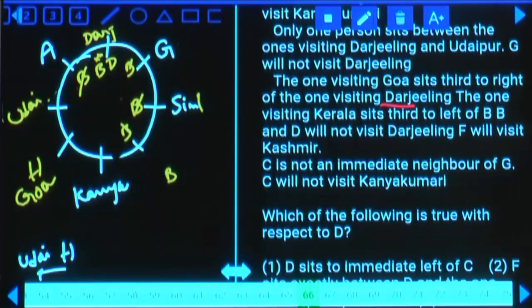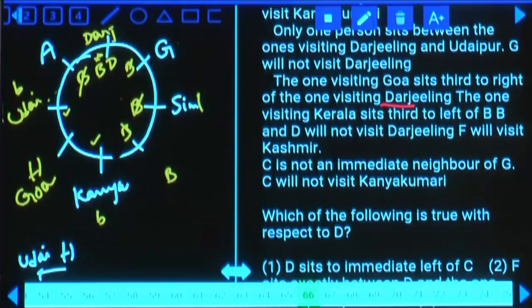And so how many possibilities do we have? 2 possibilities. B can be Kanyakumari or B can be here. If B is Kanyakumari, 1, 2, 3, and Kerala, who is Kerala? A is Kerala, isn't it? Or if B is Udaipur, 1, 2, 3, G will be Kerala. And so how many possibilities? Again 2 possibilities. Either B can be here or B can be here.